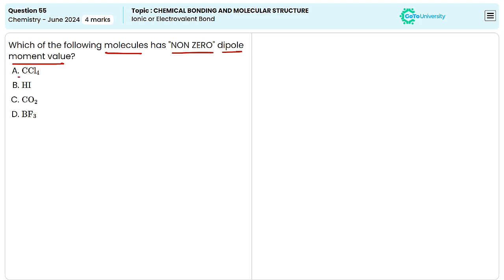The first one is carbon tetrachloride or CCl4. This molecule has a tetrahedral structure and chlorine is more electronegative than carbon. So we can say the dipole moments are equal in magnitude but opposite in direction. So they will cancel each other. Hence the dipole moment of the molecule will be 0.